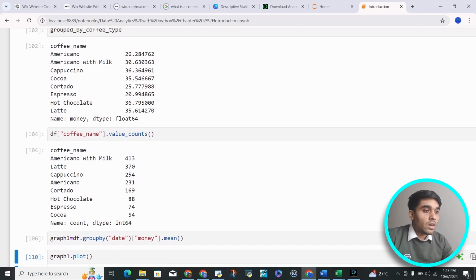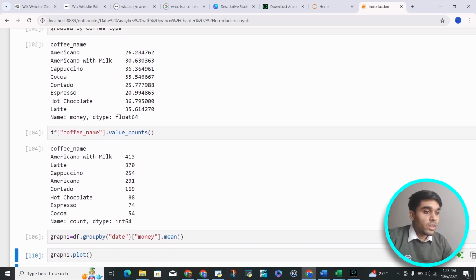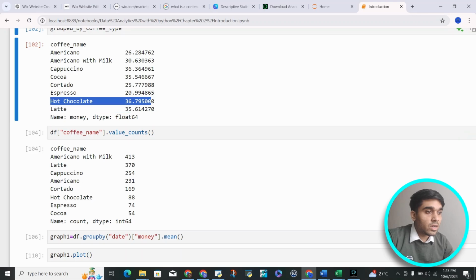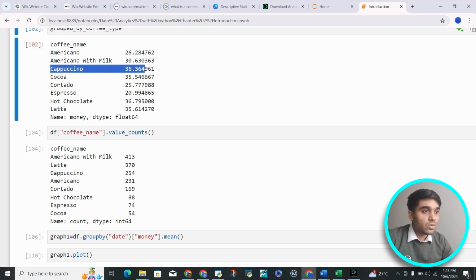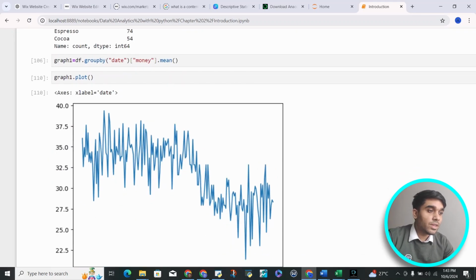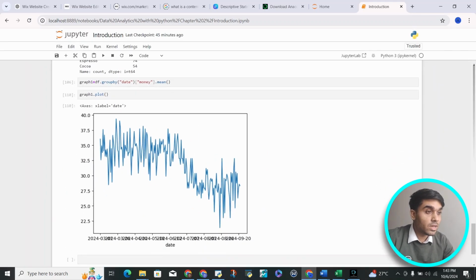First, Americano, milk, latte, cappuccino, Americano are the first 4 items we need to focus on, and the highest price point items are hot chocolate and cappuccino, right? And the transactions that we are having in the company have actually decreased by a lot.